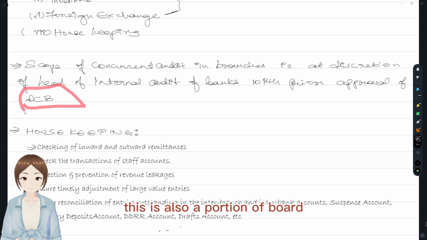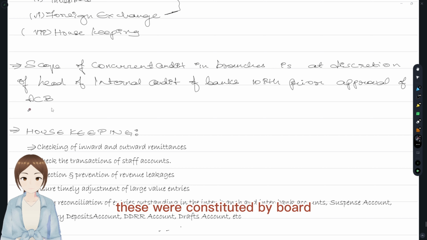This is also a portion of the board. These were constituted by the board. This is not a government authority, etc. This is also within the entity.